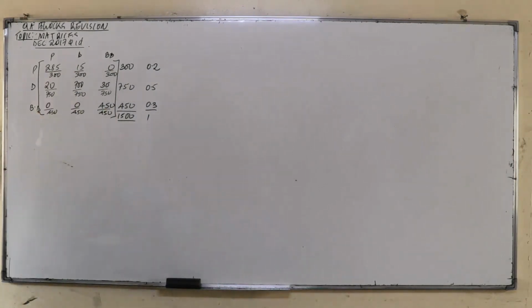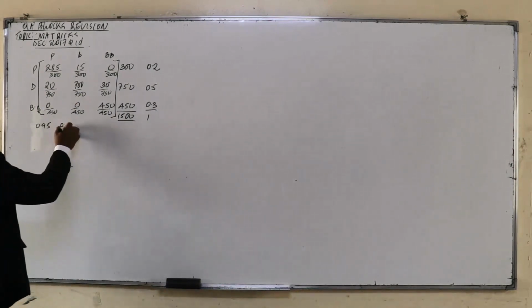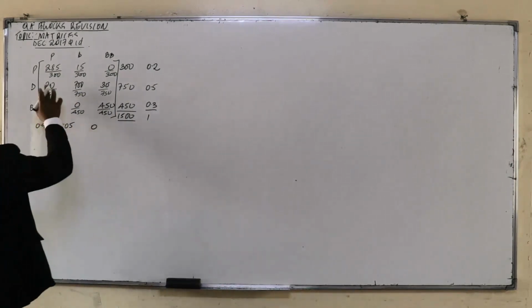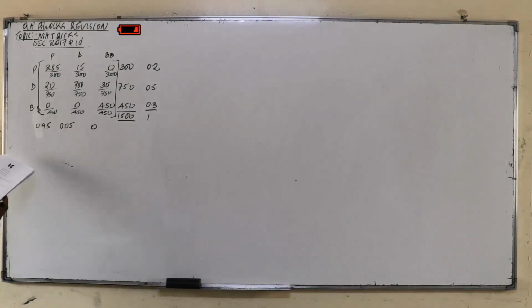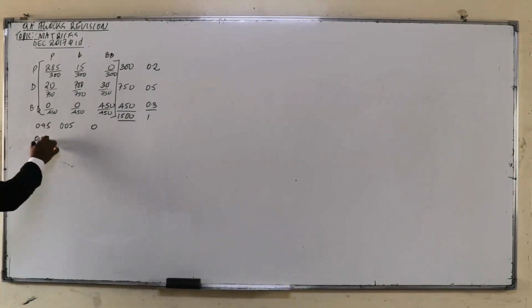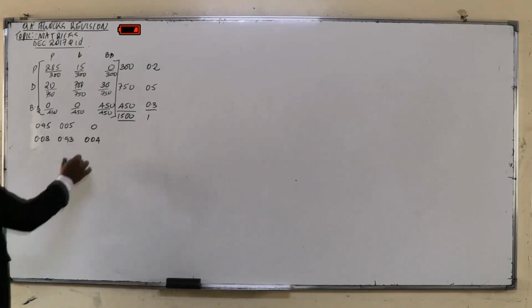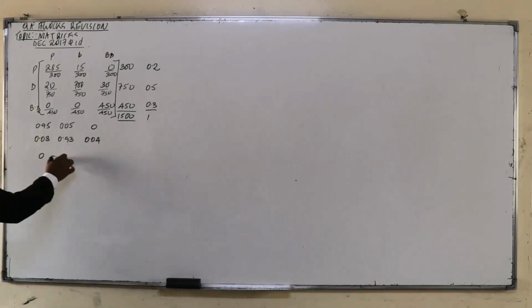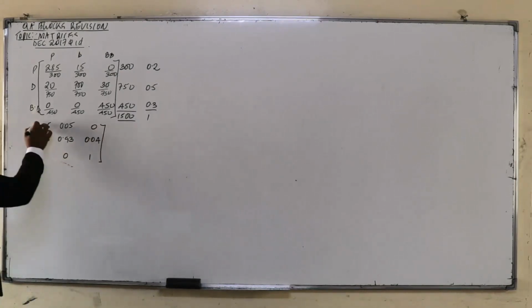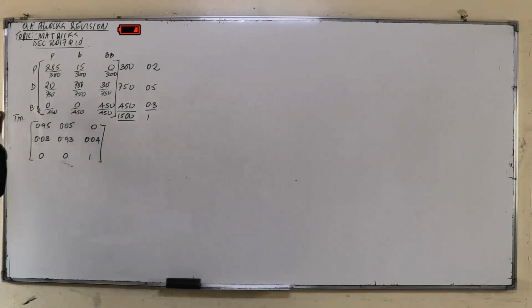285 over 300, you get 0.95. 15 over 300, 0.05. This one is 0. 20 over 750, 0.03. 700 over 750, 0.93. Therefore, this one will be 0.04. And 0, 0, 1. Now that's what we call the transition matrix.